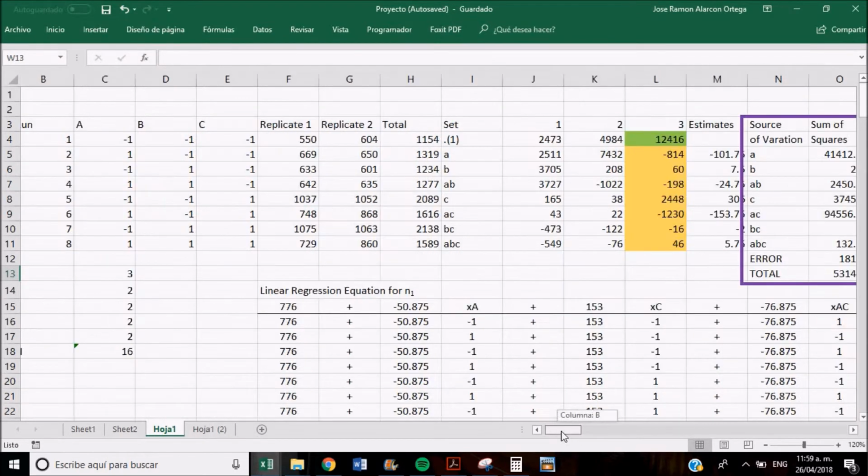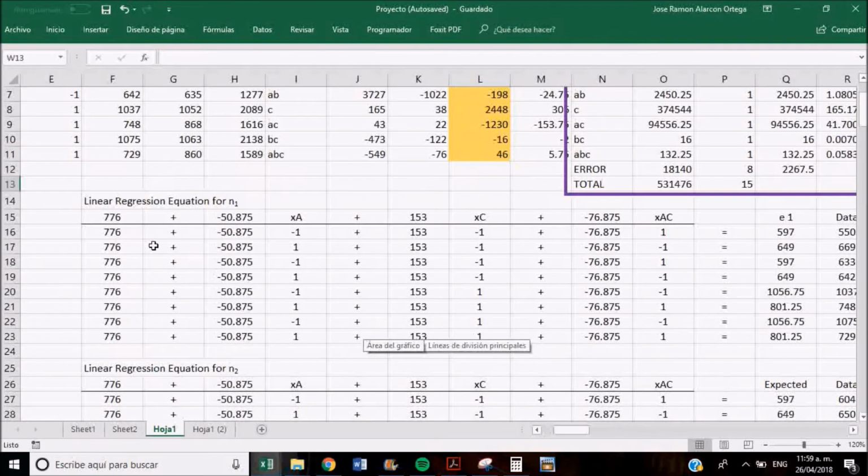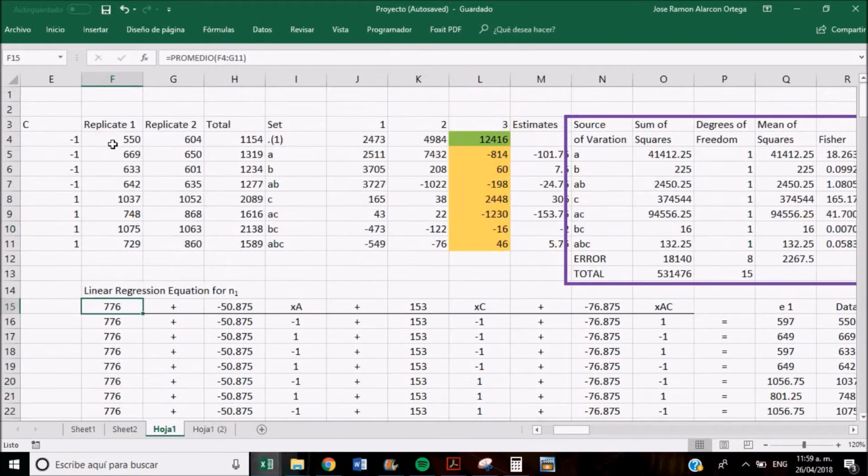Now that we have this, we proceed by making the regression equation. The first term is the average of all the data displayed here, all the two replicates. The next one is 1/2 the estimate of the A factor. The second one is 1/2 of the estimate of the C factor, and the third one is also 1/2 of the estimate of the interaction of the A and C factors.